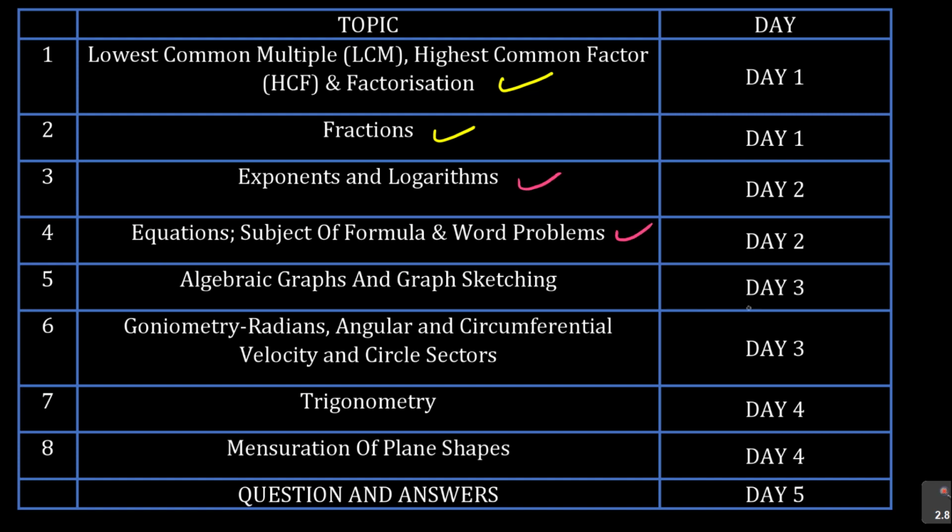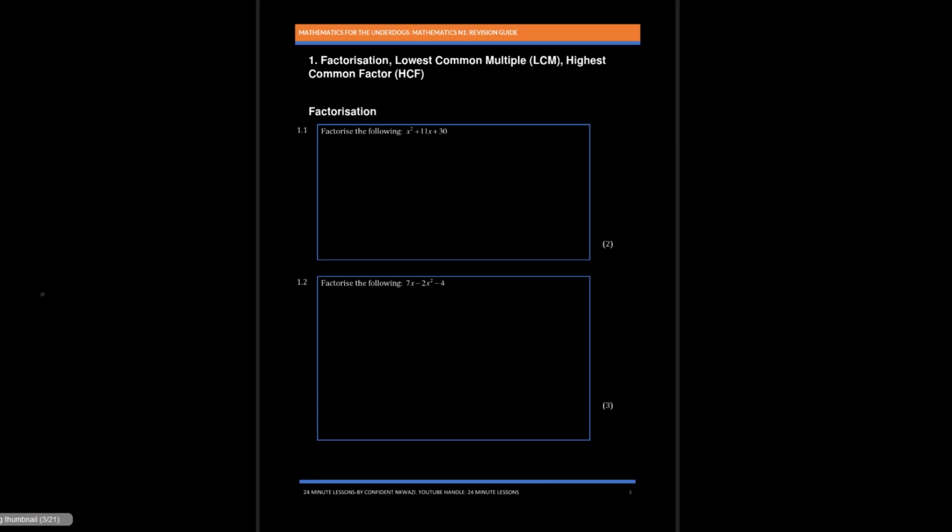For day three, we're going to look at graphs and goniometry, which is the radians, the circumferential velocity, and the sectors here. Then day four, we will finalize with trig and mensuration. Then day five will just be dedicated to questions and answers. So let's look into that.